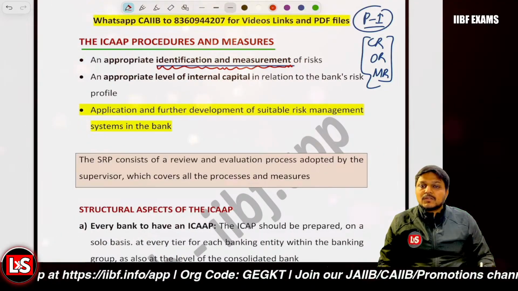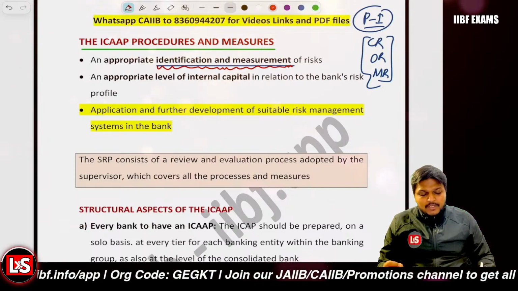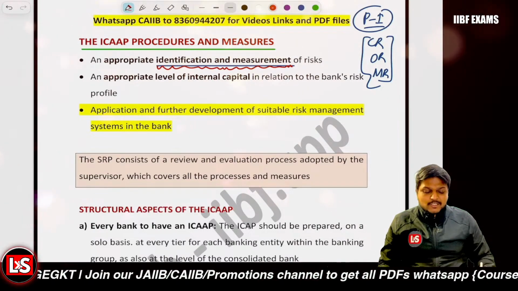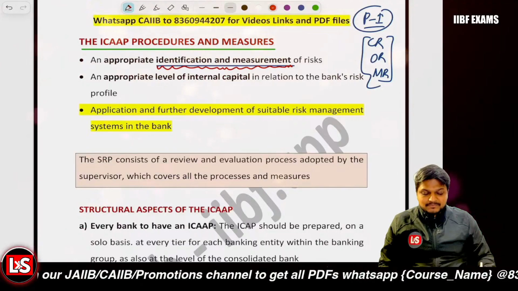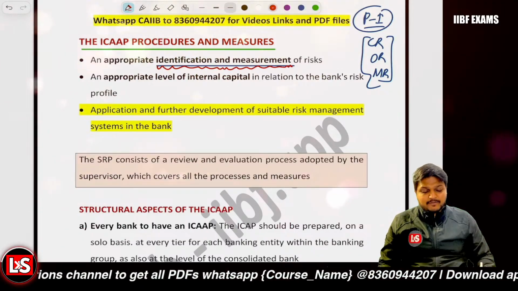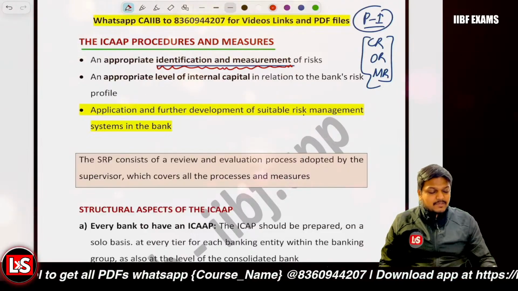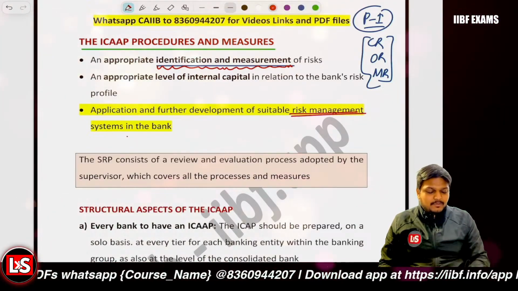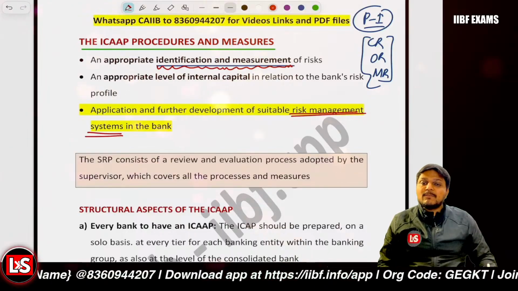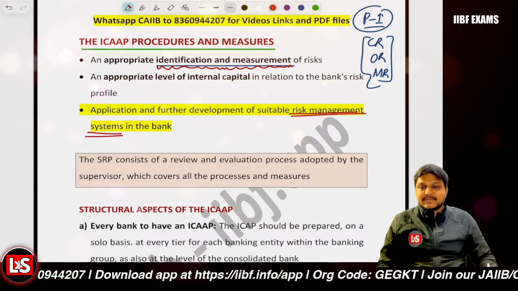Right? And also, we should be maintaining an appropriate level of the internal capital that should be aligning with the risk profile. And we should have done the development and continuous improvement of the risk management system. So it should be also developed. It should be modified accordingly, right? Continuous improvement should be there. That's about it.